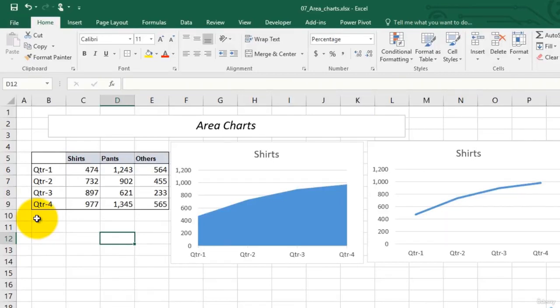Area charts are very similar to line charts. The only thing is the area below the line has been colored. You can look at this example that I have shown here.